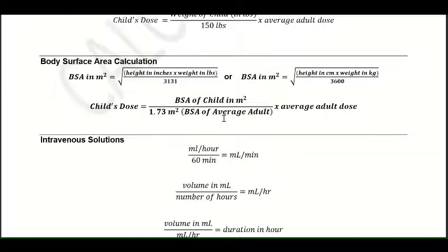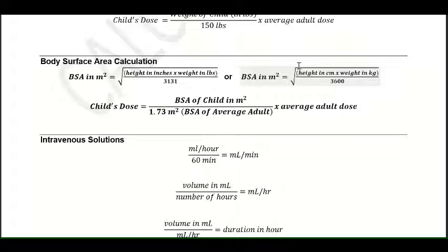Then, you have your body surface area calculation. Okay? The dose of the child could also be computed using the body surface area. But first, you need to determine the body surface area. The body surface area in meters squared is equal to the square root of the height, which should be in inches, times the weight in pounds divided by 3,131. Or it could be height in centimeters times weight in kilograms all over 3,600, and the square root of which.